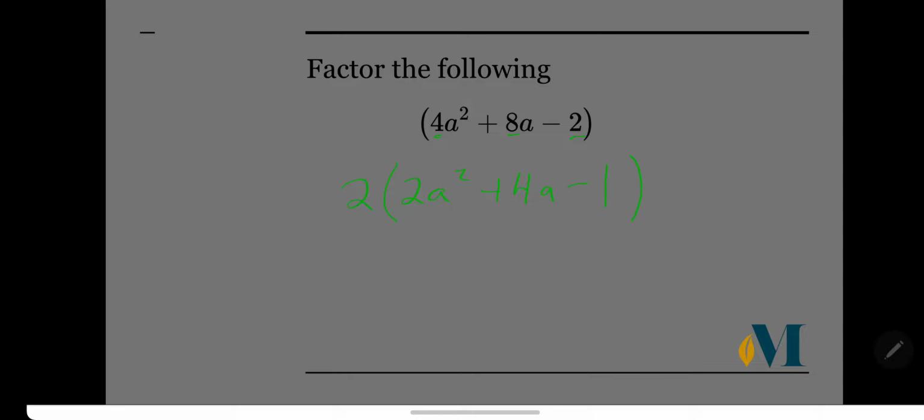Okay, so we factored out 2, and now we have rewritten our polynomial as the factor of a monomial and the polynomial inside.